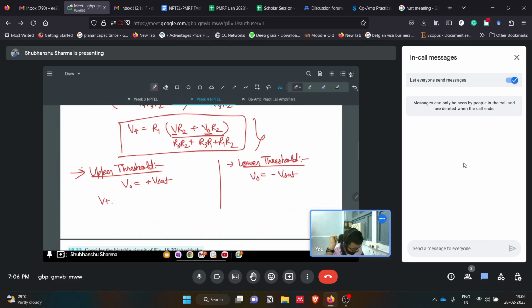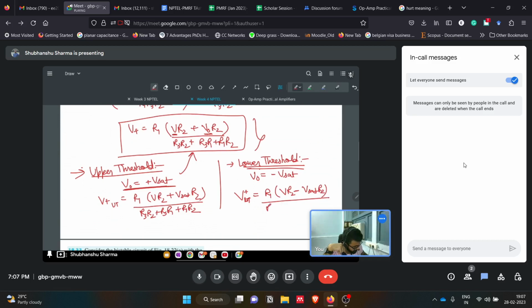So V plus UT equals R1 VR2 plus V saturation. We are substituting V naught as plus V saturation in this equation, divided by R3 R2 plus R3 R1 plus R1 R2. And for the lower threshold we get V plus LT equals R1 VR2 minus V saturation into R2, divided by R3 R2 plus R3 R1 plus R1 R2. So these are the expressions we got for the upper threshold and the lower threshold.